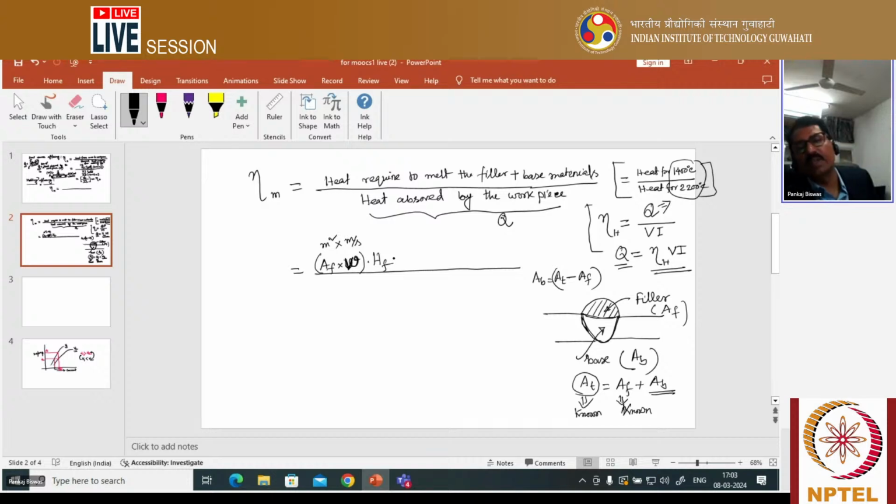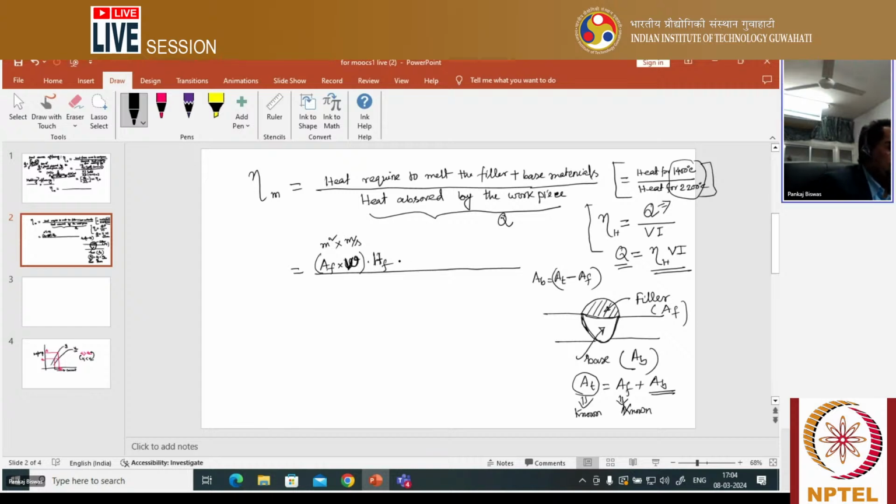What is ASF, the filler material? It is the heat required to raise the temperature to its melting point and melt it. That means ASF is how much heat is required to heat a unit volume of material and to melt it. That is called ASF. So this is the heat required to melt the filler wire. That way you can write it, correct?